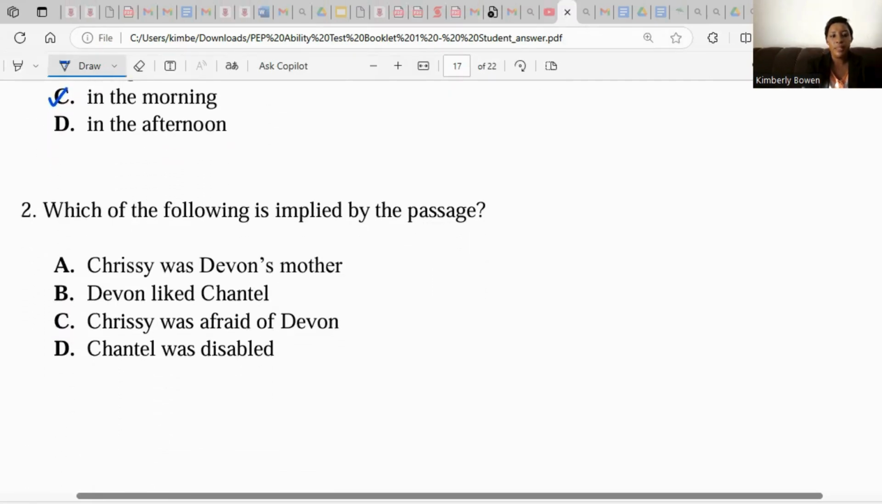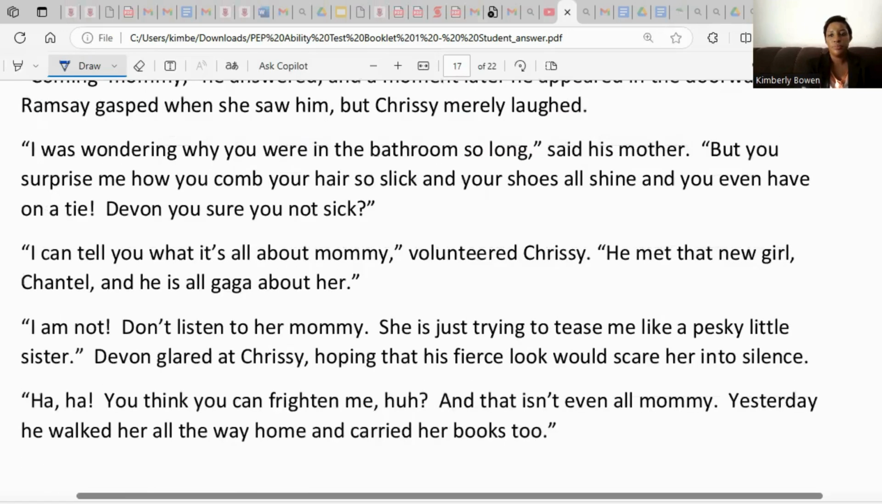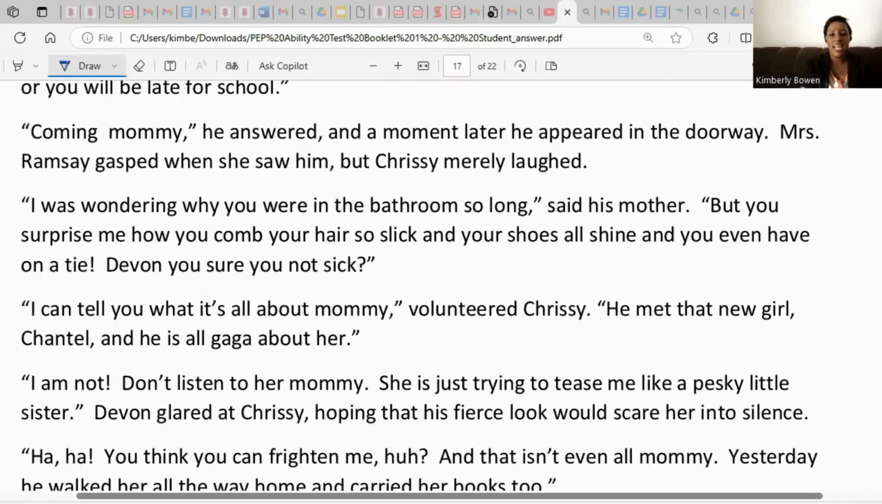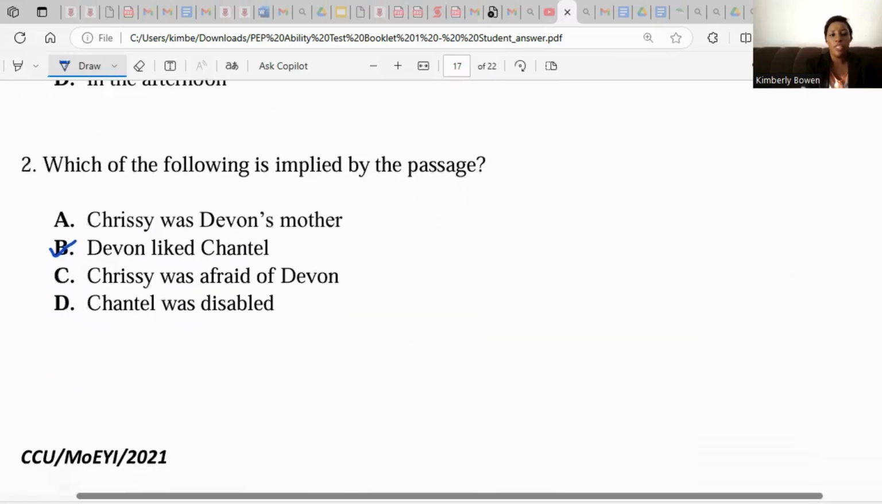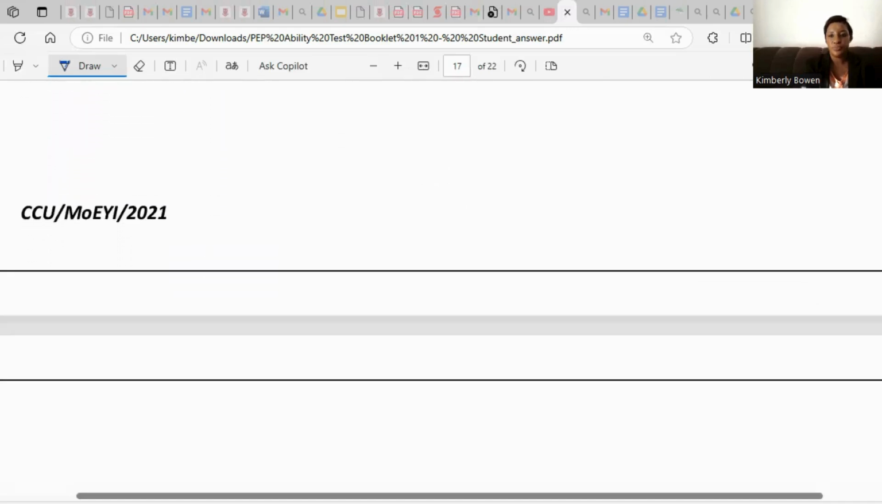Which of the following is implied by the passage? Chrissy is Devon's mother. Devon liked Chantel. Chrissy was afraid of Devon. Chrissy was disabled. Chrissy is not Devon's mother; Mrs. Ramsey is. And we can assume that Devon liked Chantel. Let's go back to the passage. It says that he met that new girl, Chantel, and he's all gaga about her. And the fact that he's fixing up and walking Chantel home shows that he liked Chantel.